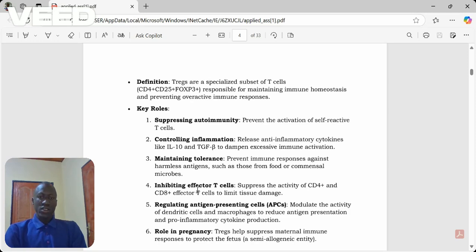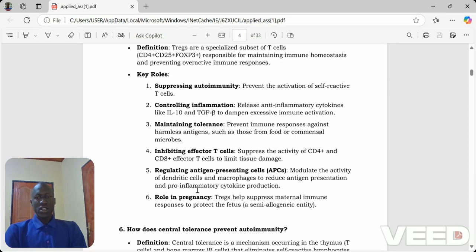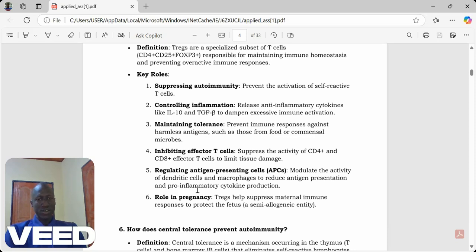The fourth one is inhibiting effector T cells: suppressing the activity of CD4 and CD8 effector T cells to limit tissue damage. The fifth one is regulating antigen presenting cells: they modulate the activity of dendritic cells and macrophages to reduce antigen presentation and inflammatory cytokine production. The sixth role is in pregnancy: Tregs help suppress the maternal immune response to protect the fetus.